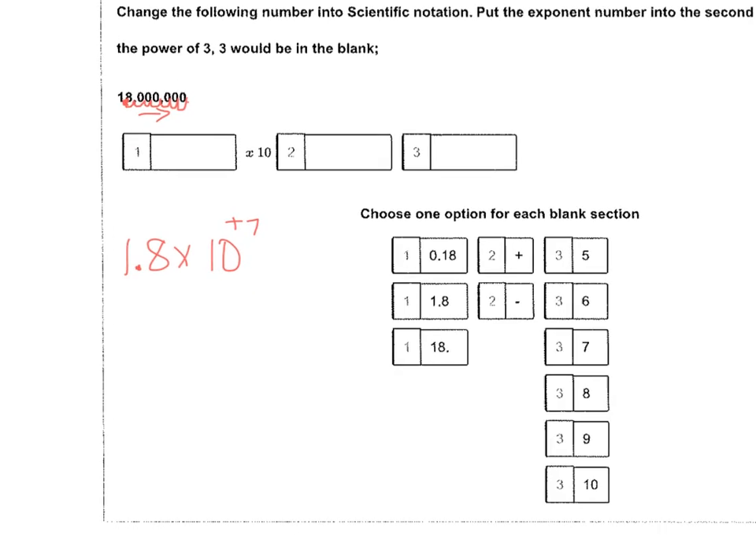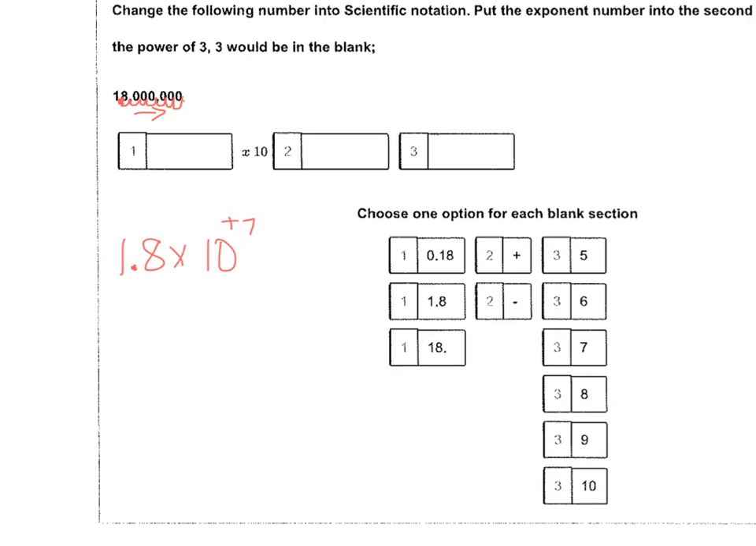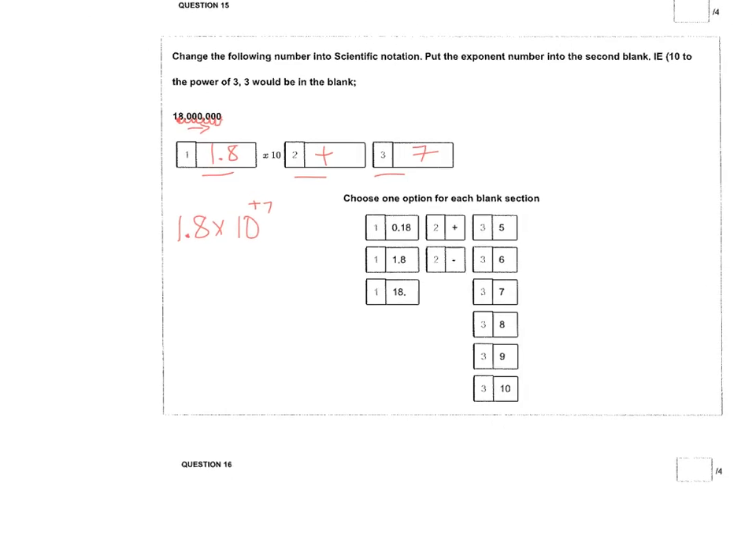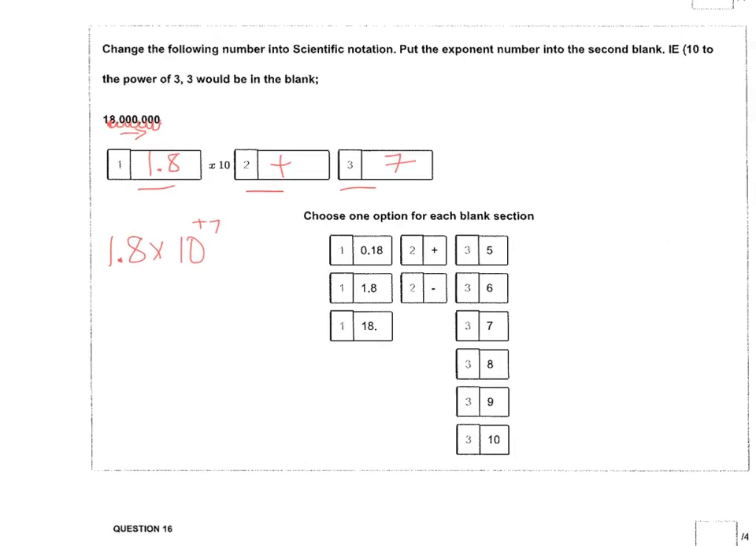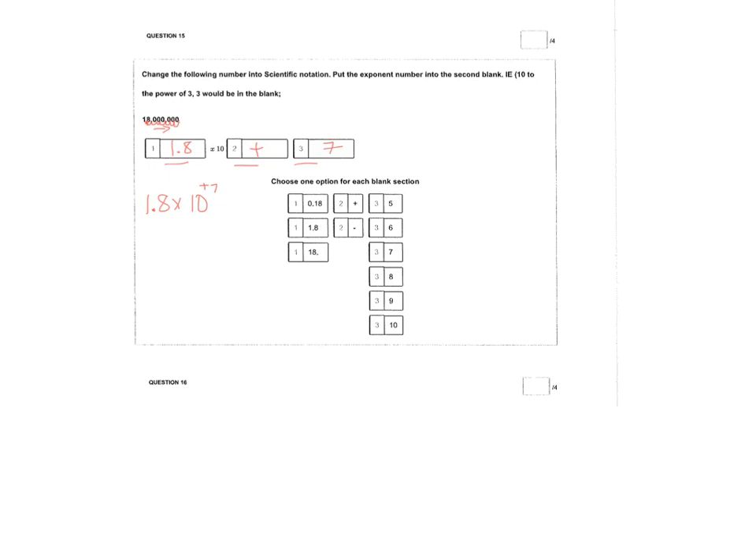So the way you would write that is in the first drop-down box is going to be your decimal. So that was 1.8. The times 10 is already there. Now you have to tell me if it's a positive or negative exponent. So in this case, it's positive, and our exponent is 7. Okay, so those are your 3 answers technically for these scientific notation answers.